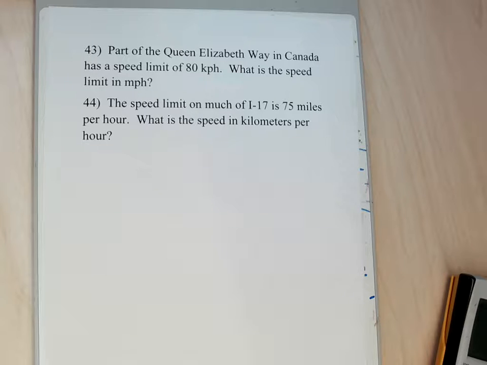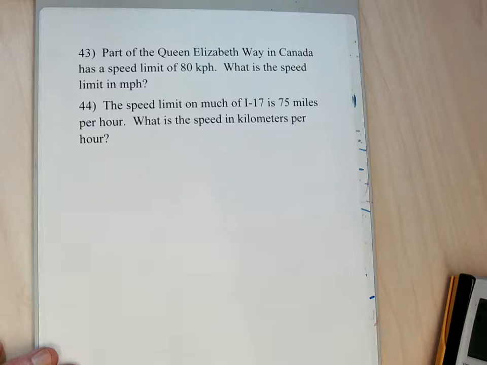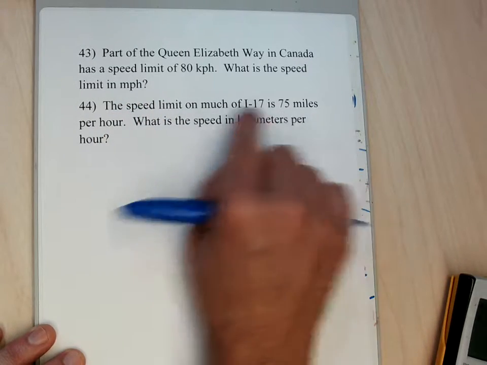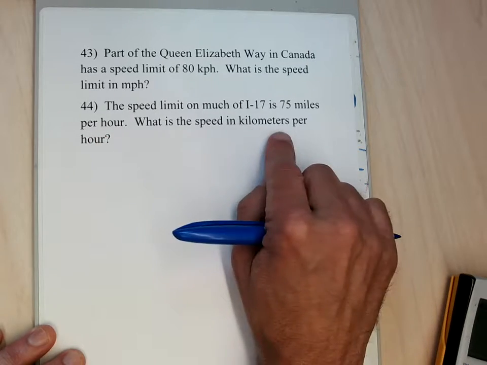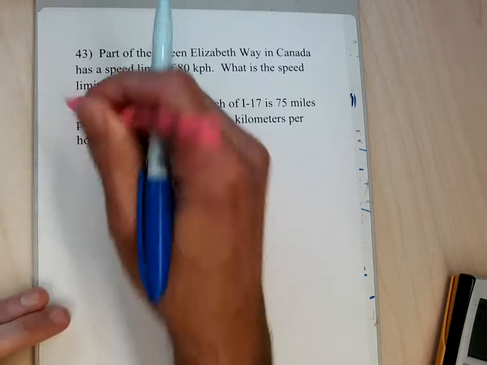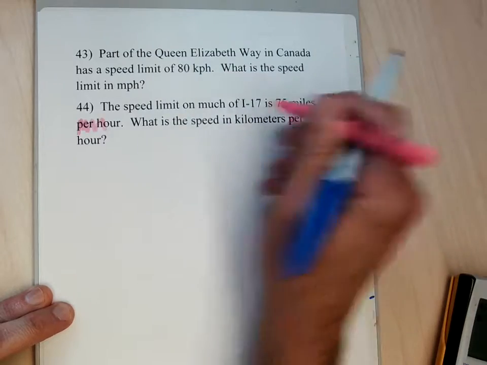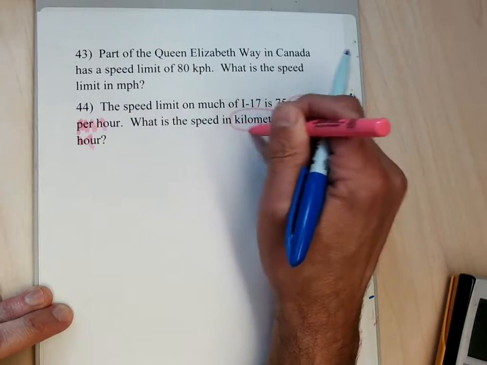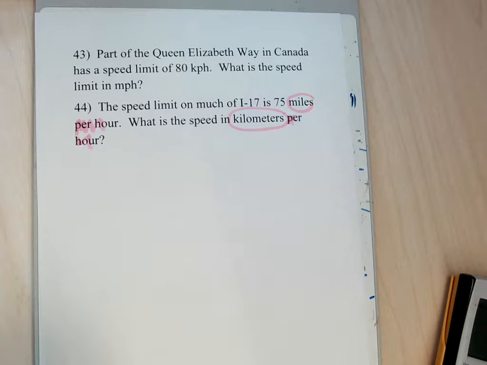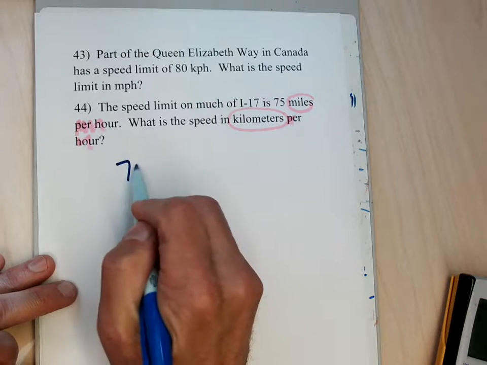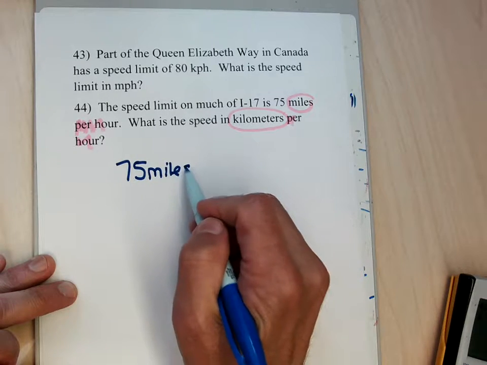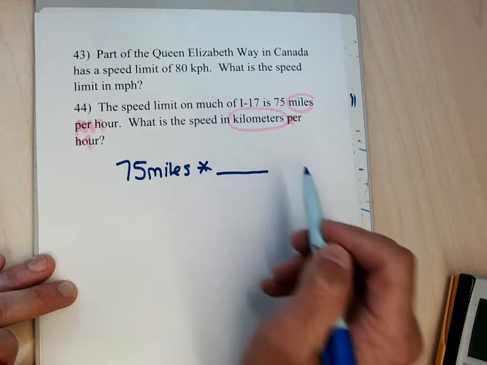to 43 and 44. And these are deceptively easy because 44 asks me, the speed limit on much of I-17 is 75 miles per hour. What is the speed in kilometers per hour? Because they both have the same per hour part, I only need to change 75 miles into kilometers, and I'm going to keep the per hour part alone.